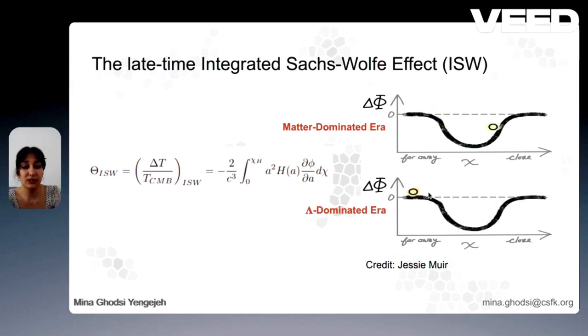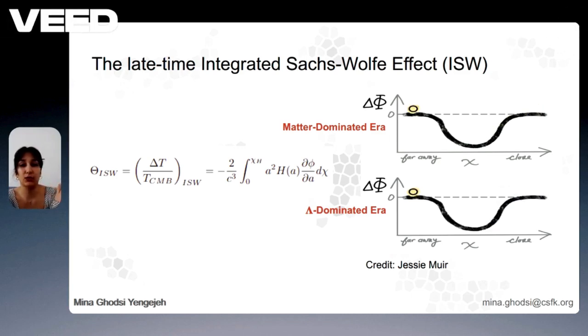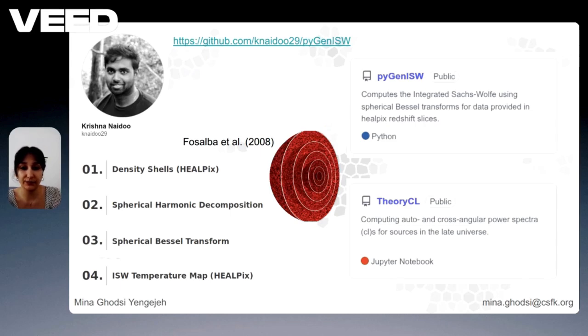The ISW signal is subdominant compared with the other primary CMB anisotropies, but on larger scales, at small multipoles for L below 100 or 200, we can expect to see the effects. As I mentioned, to create these maps, we use two publicly available packages, but we needed to extend and improve them.